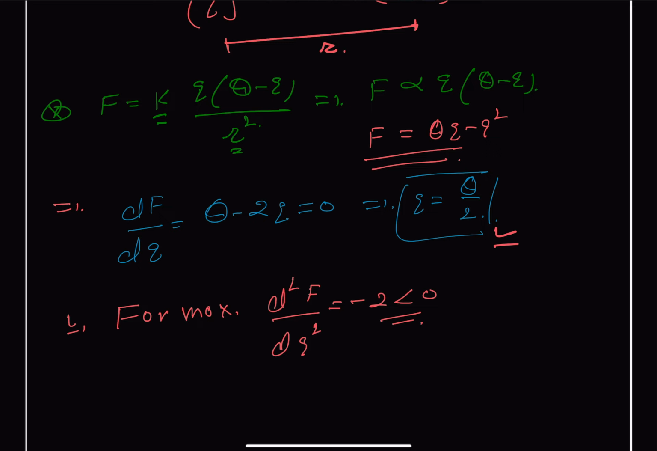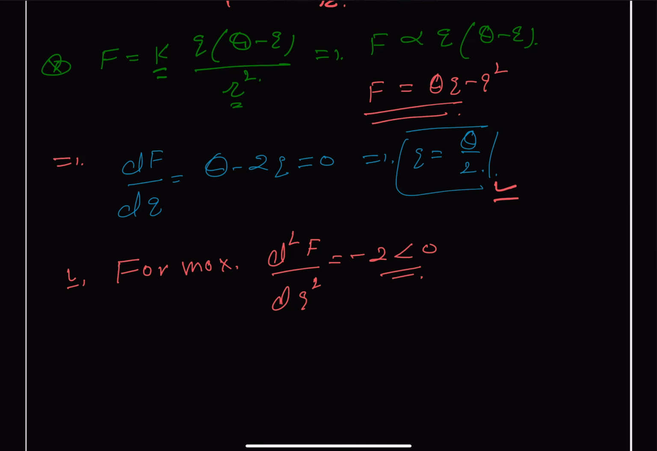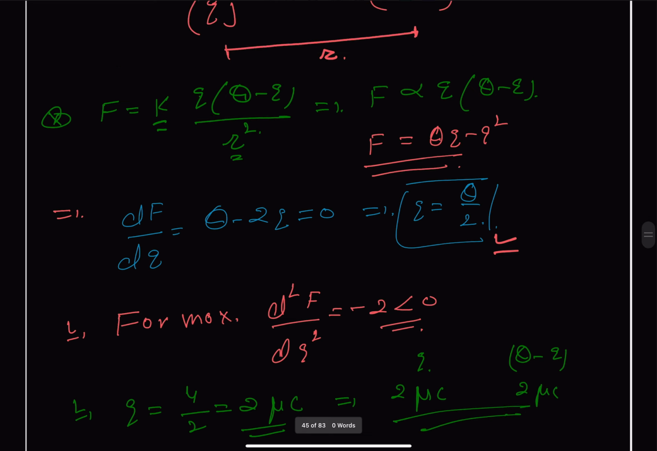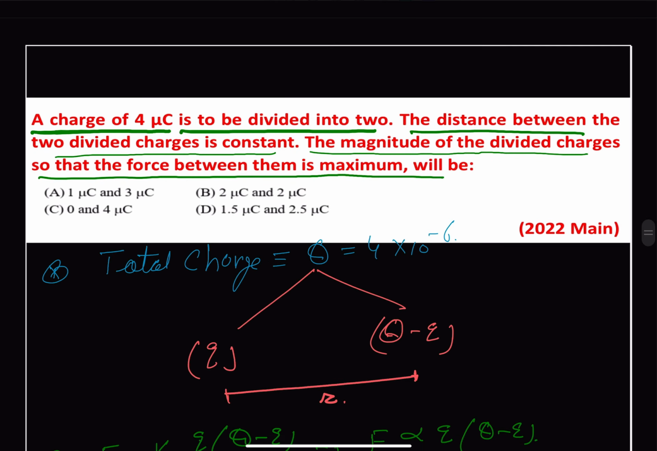and capital Q is given to us. Therefore we can say our small q will be equal to capital Q, which is 4 microcoulomb, divided by 2, so this comes as 2 microcoulomb. So both charges will be same, so it will be 2 microcoulomb as our q, and capital Q minus q is the other charge which will be also coming as 2 microcoulomb. So it will be 2 and 2 microcoulomb. Option B is correct.